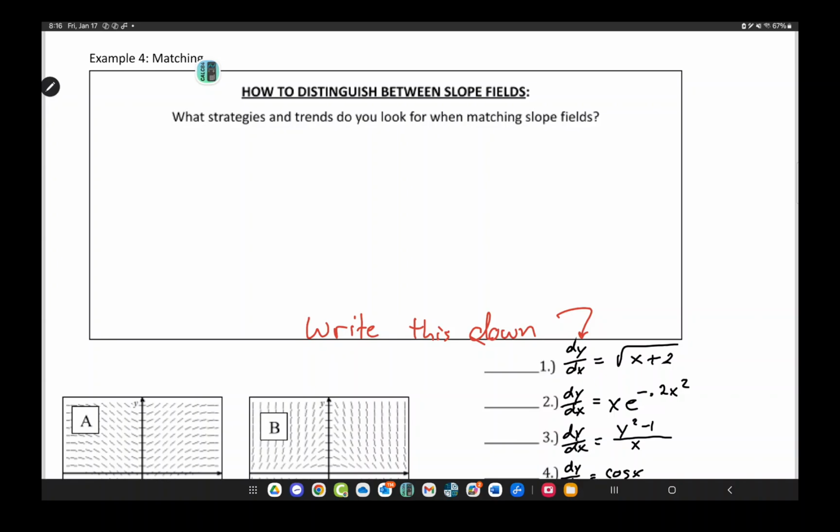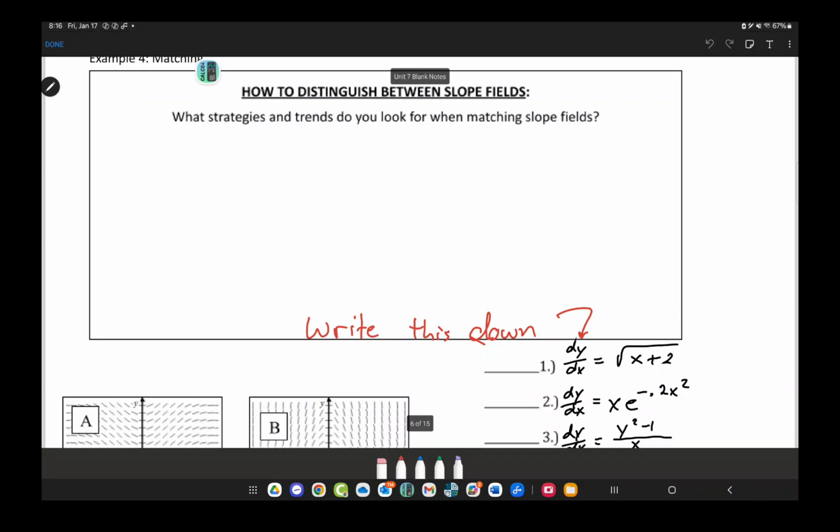Number one. Does the function depend on y? If it depends on y, that means there should be no horizontal change in the slopes. Okay, so if I have a function that is just y, the slope should mirror horizontally.